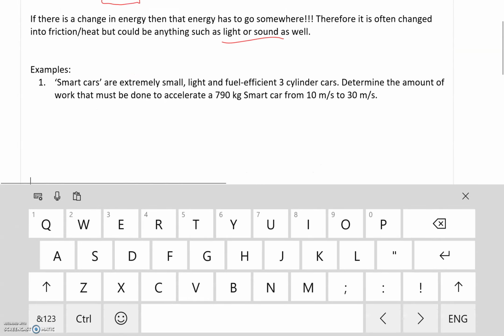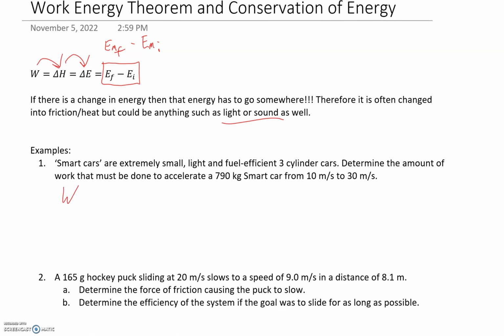Well, it's the change in energy. So work equals the change in energy. So the energy final minus the energy initial. Well, in this case, the final is going to be based entirely on the kinetic energy. And same with the initial. It's based entirely on kinetic energy.